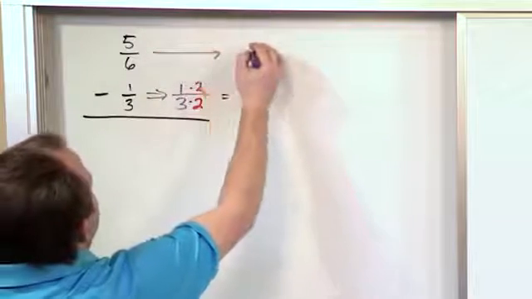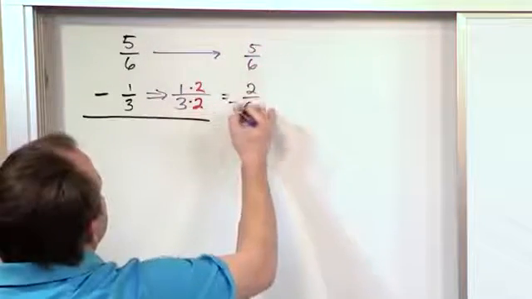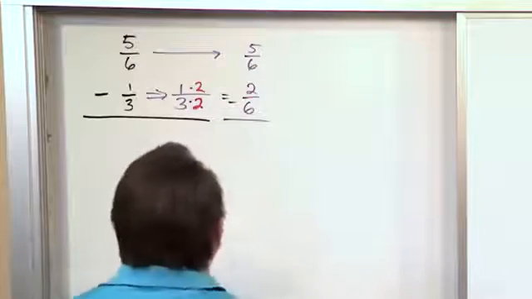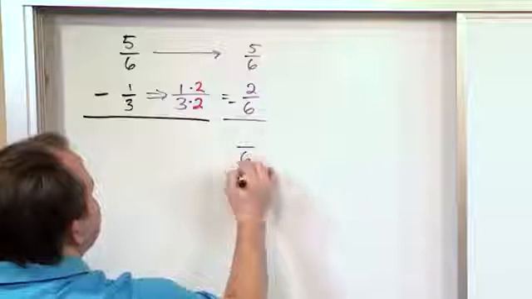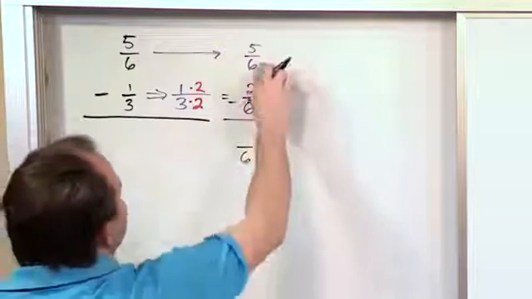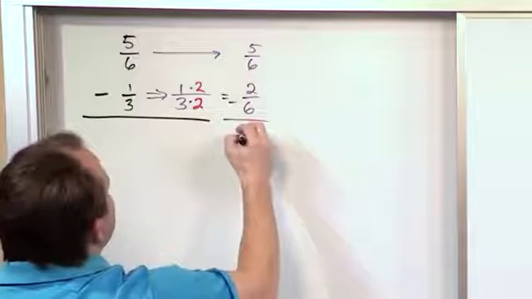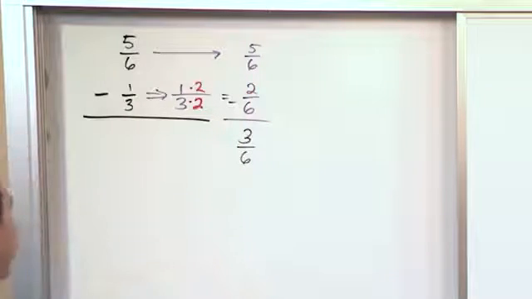This one we don't have to change at all. We still have 5/6. And now we can subtract them because we have a common denominator. And so what we do is we just keep the 6 on the bottom, because that's what we do when we have a common denominator. In the top, we subtract 5 minus 2, which gives us 3. So that's the answer, 3/6.